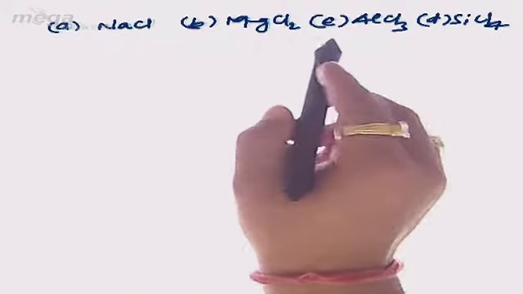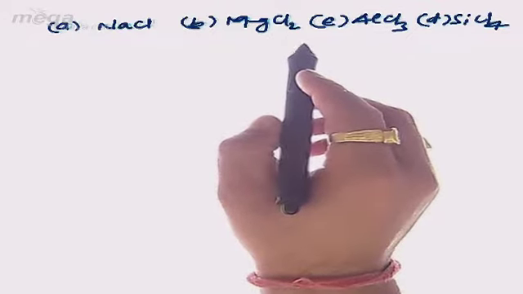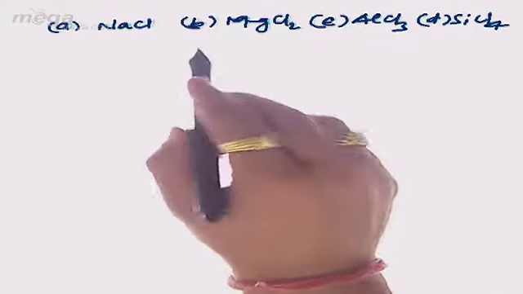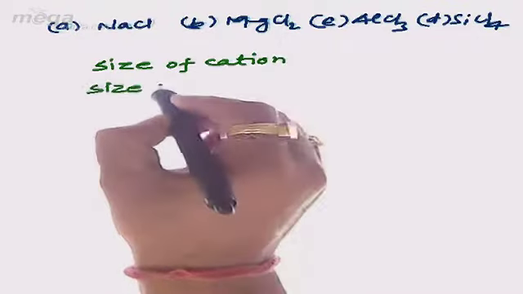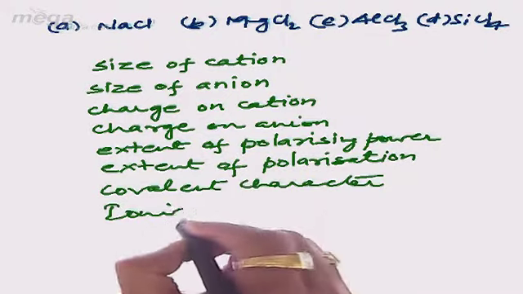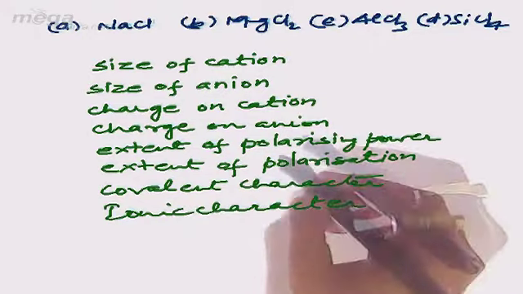As we have discussed in the previous question, to compare the covalent character or the ionic character, we have to look into Fajans' rule, which is based on the cationic or the anionic size or on the cationic or the anionic charge. Now remember that Fajans' rule will depend on size of cation, size of anion, charge on cation, charge on anion, extent of polarizing power, extent of polarization, covalent character, and ionic character. Means we have to compare the covalent and the ionic character based on these certain points.